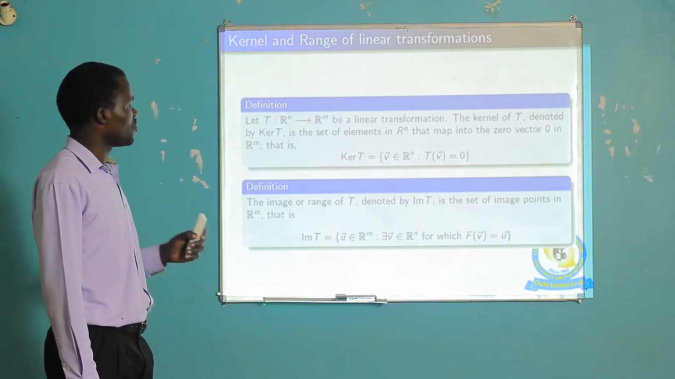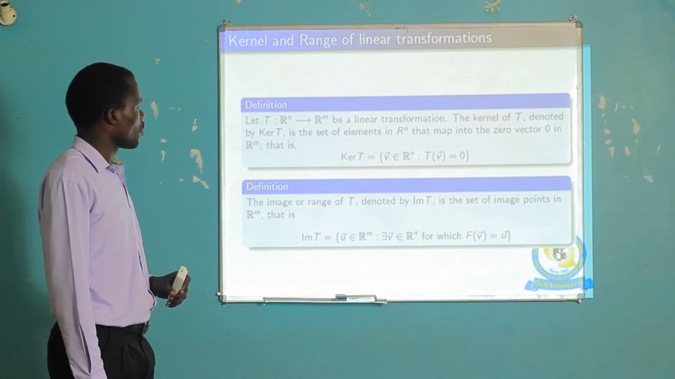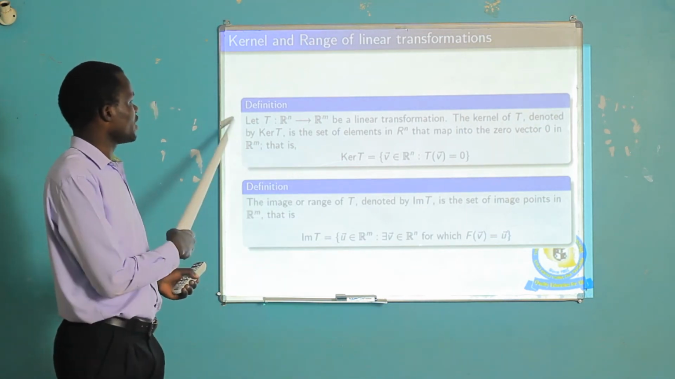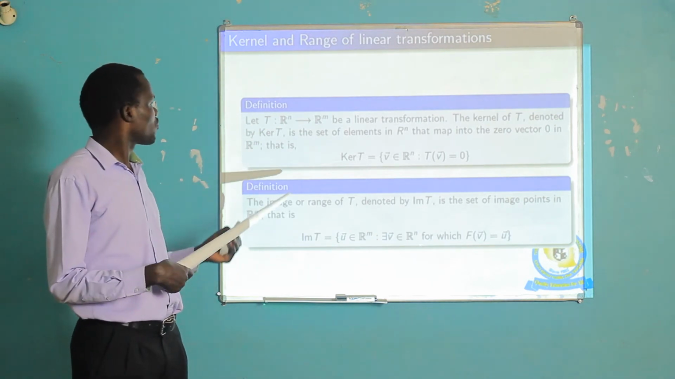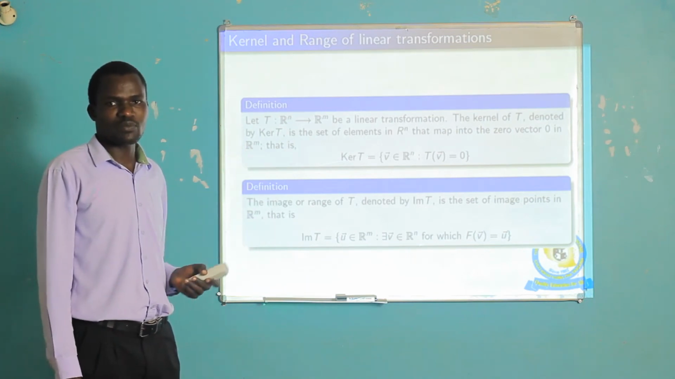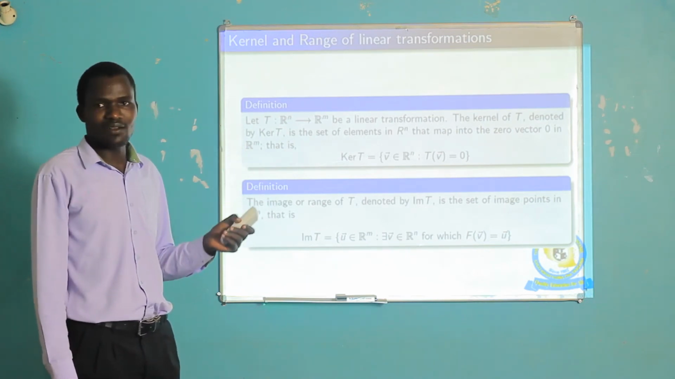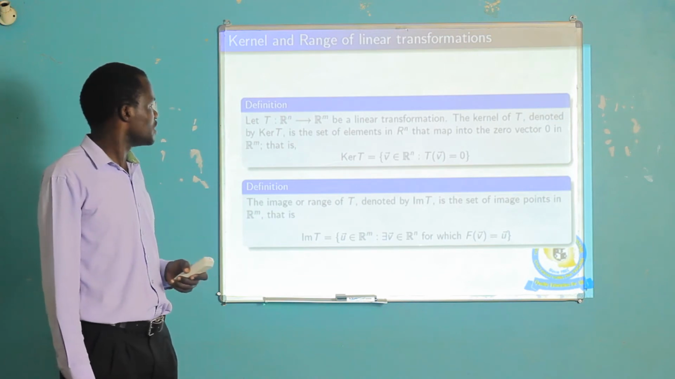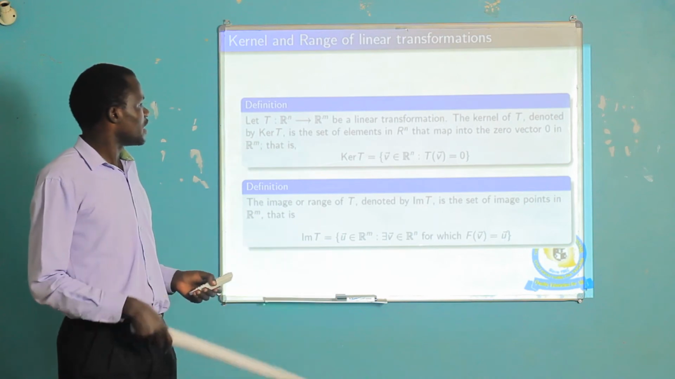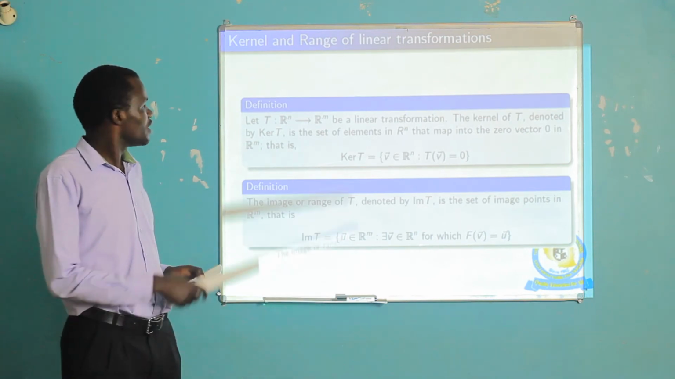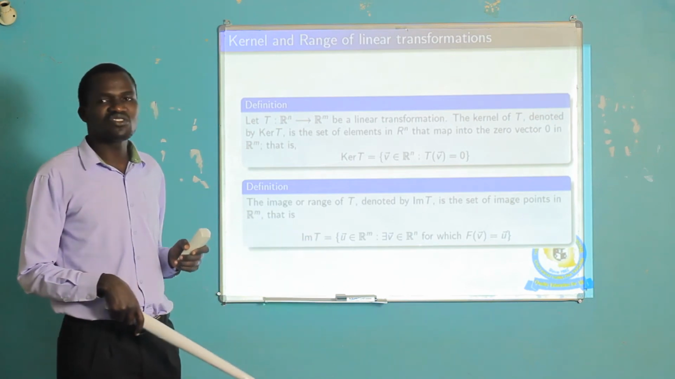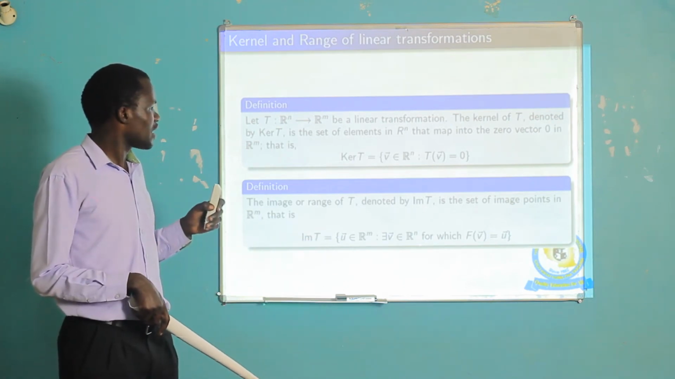Okay, by definition, what's a kernel? Let you have a linear transformation T that's mapping from Rn to Rm, the two vector spaces. Then the kernel of T, denoted by ker T, is the set of elements in the first vector space Rn that map into the zero vector in Rm.